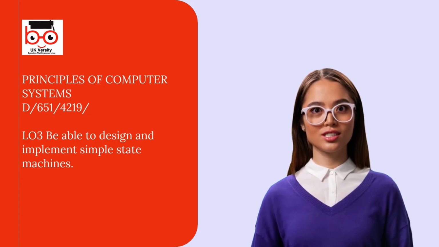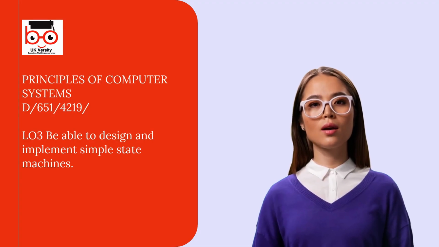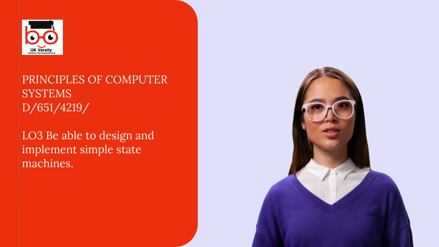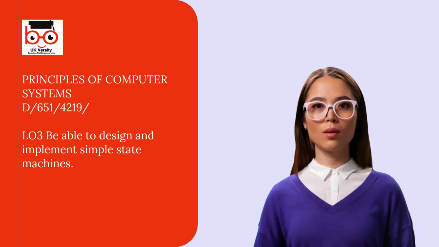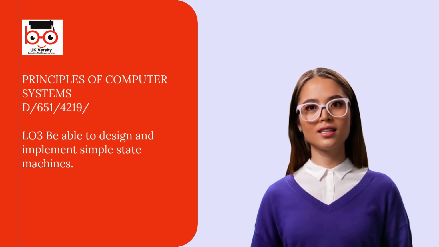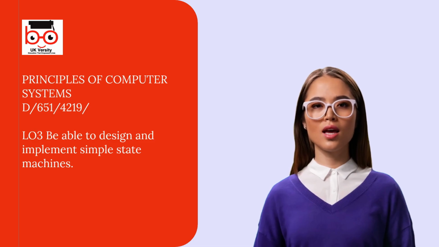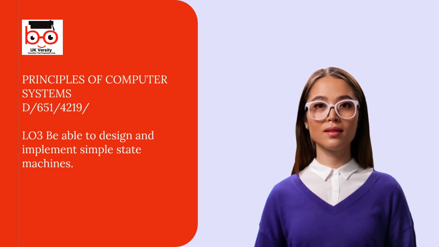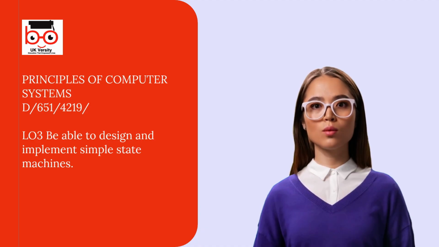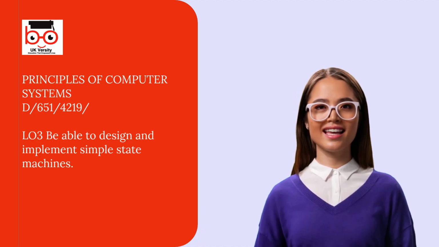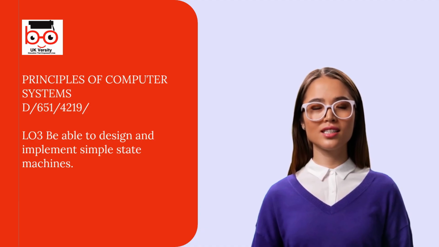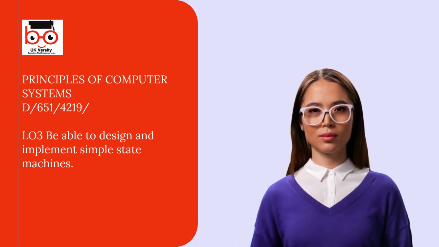Principles of Computer Systems. LO3. Be able to design and implement simple state machines. How do computer systems manage complex tasks reliably? State machines offer a structured way to model and control system behavior. This video explores the principles, design, and implementation of state machines in computer systems.